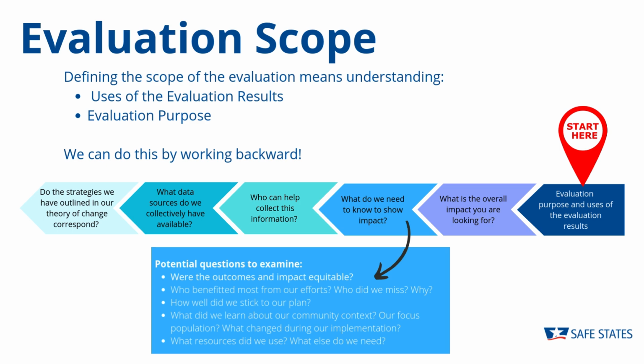What does community connectedness among youth look like? Is it a mentoring program? Green space? Adult involvement? Fewer rates of youth suicide? Who can help collect this information? Is it a community center? Is it state surveillance? What data sources do we collectively have? Surveys, BRFS data? Do the strategies we have outlined in our theory of change correspond to this information? Does this match what we said we were going to do?